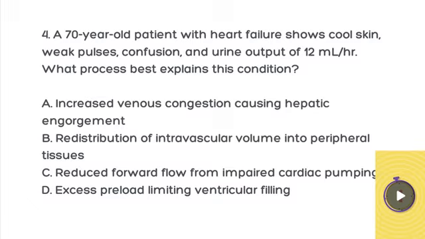Okay, so the correct answer for question number 4 is letter C. So when you have low cardiac output, it's going to show hypoperfusion, and this usually presents with oliguria, confusion, and cold extremities. Letter A is incorrect because hepatic congestion does not explain global hypoperfusion. And letter B is also incorrect because fluid shift cannot fully explain the neurologic changes. And letter D is incorrect because excess preload would cause pulmonary symptoms first.